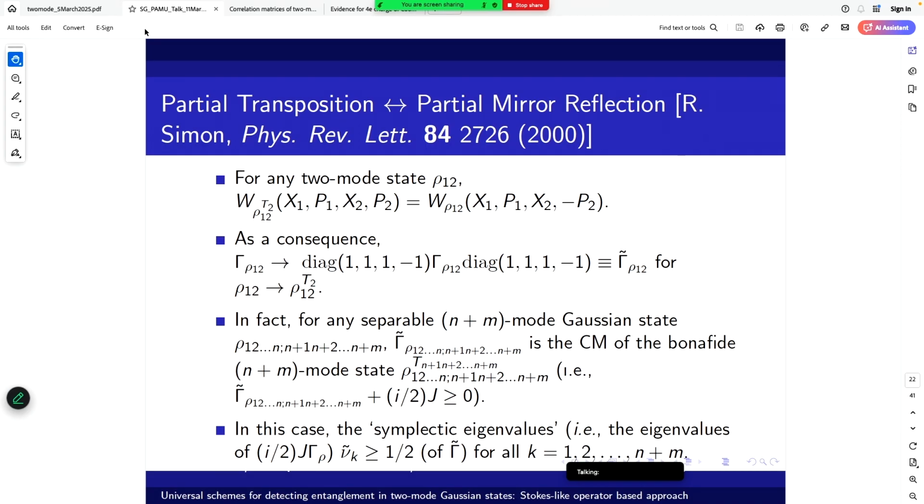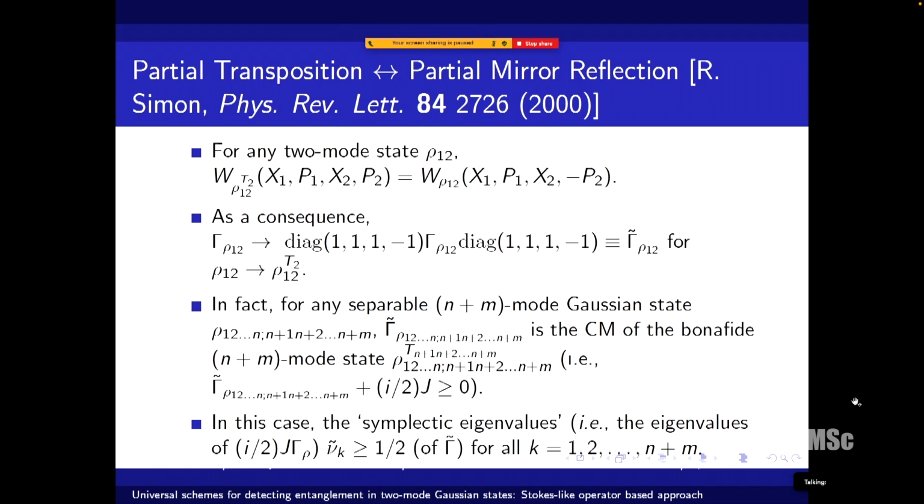In fact, the condition for an n plus m mode Gaussian state, where n modes are with Alice and m modes are with Bob, is this. If gamma tilde is the covariance matrix of the partially transposed n plus m mode Gaussian state, then gamma tilde plus iota by 2 J, where in this case J is your omega. This is what we have been talking about.